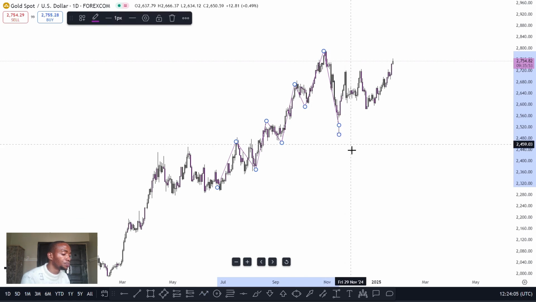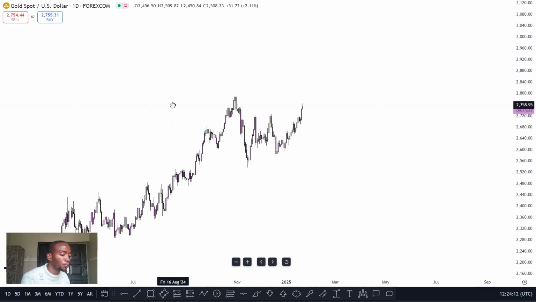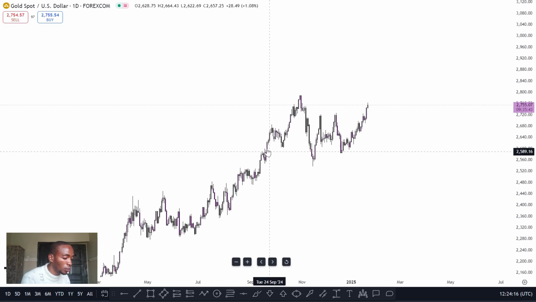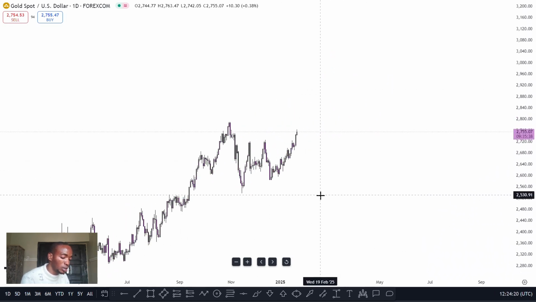Aha. So what you want to do now is you see that this is a bullish market structure, and on a bullish market structure you want to look for a buying opportunity. Now let me scale out to the 4 hour time frame and let's mark out our zone.